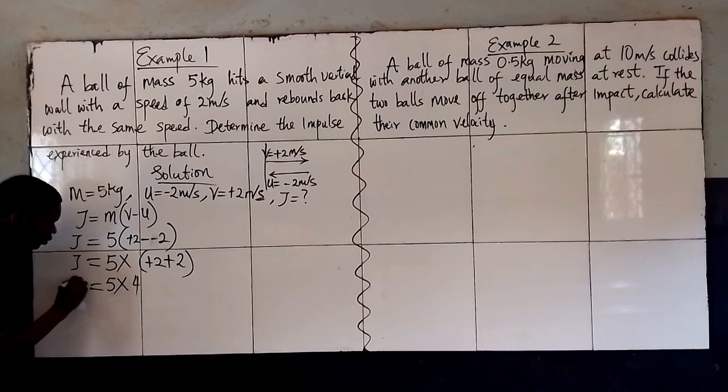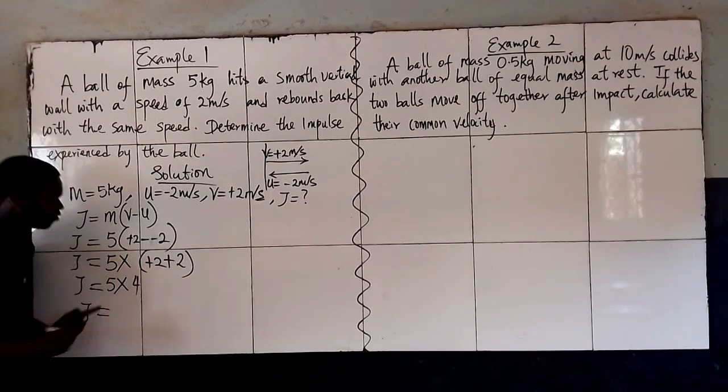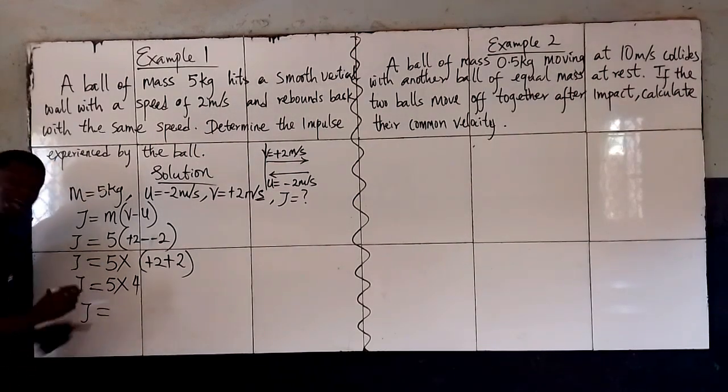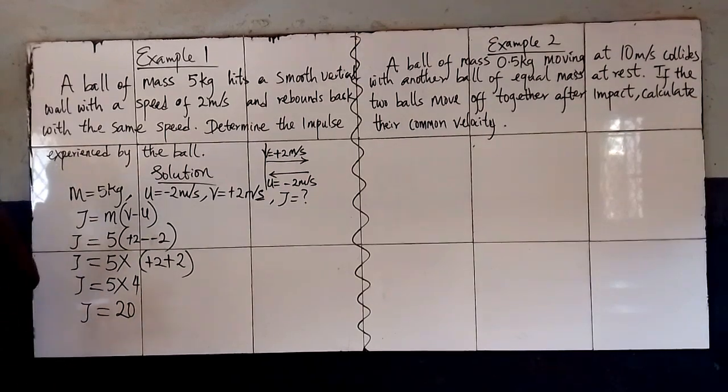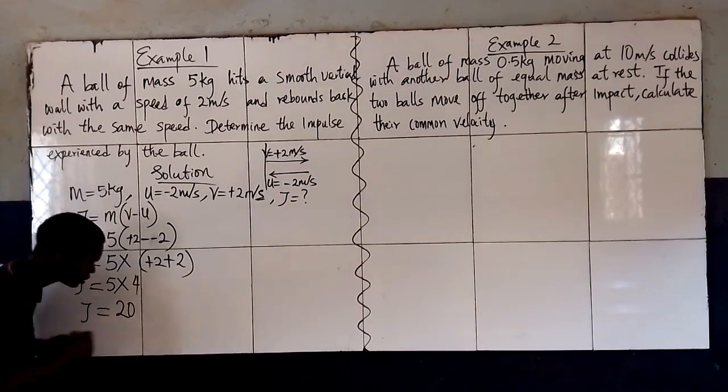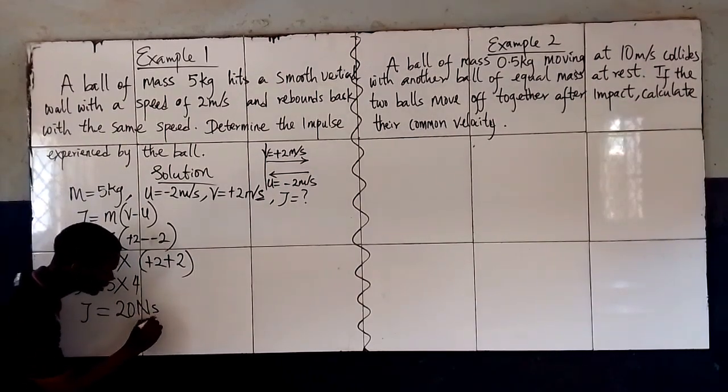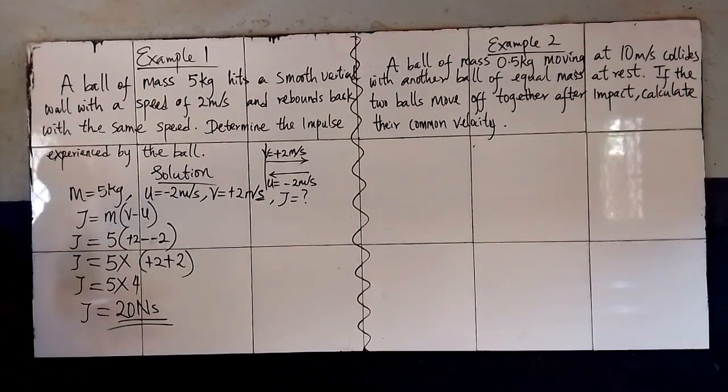So J will now be equal to 5 times 4, which is 20. And we know that the first and most important unit for impulse is Newton second. And this is the answer to this question.